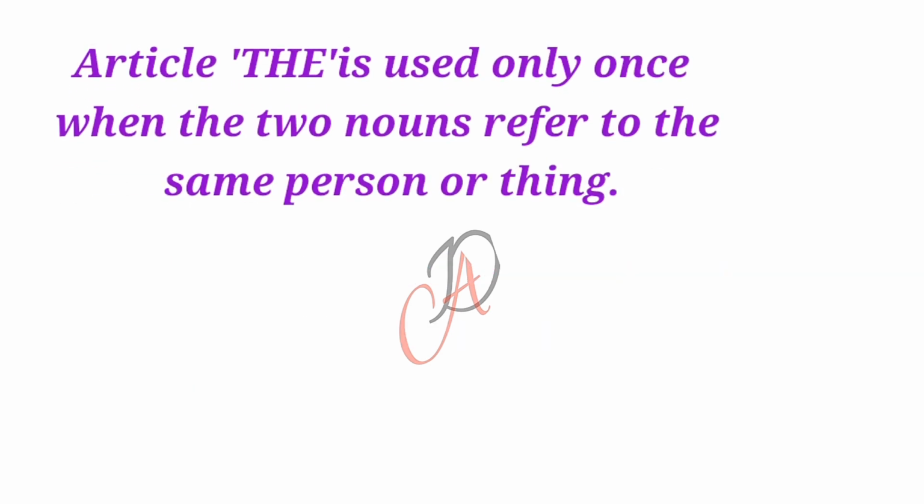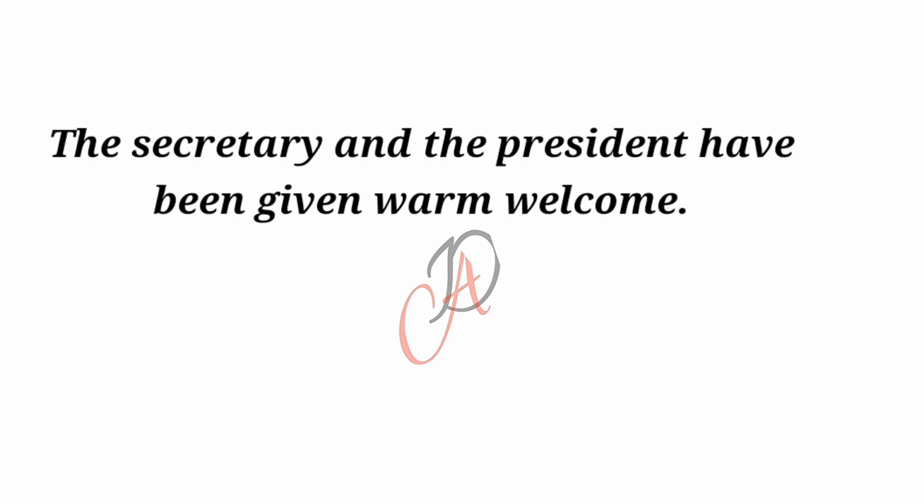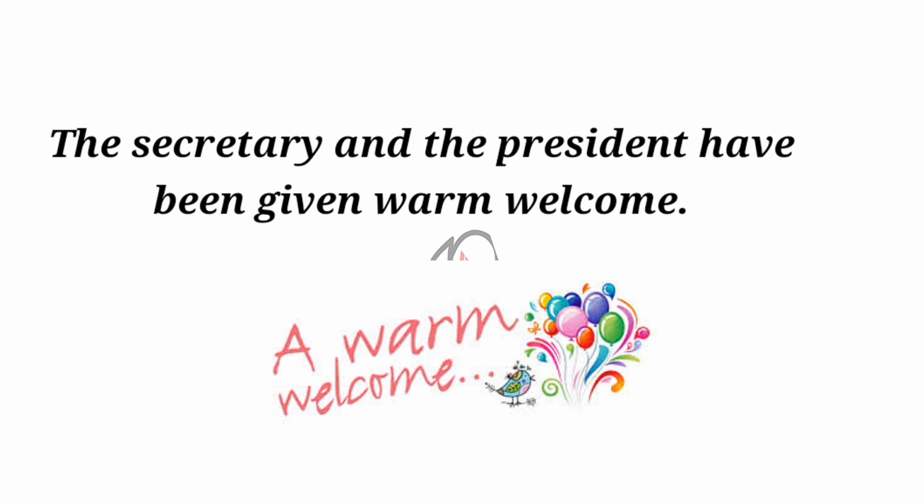The article the is used only once when the two nouns refer to the same person or thing. If the two nouns refer to two different persons or things, the article the is used before each noun. In such cases, the verb will be in the plural form. For example, the secretary and the president have been given a warm welcome. Okay, let's move to the next rule, that is rule number five.